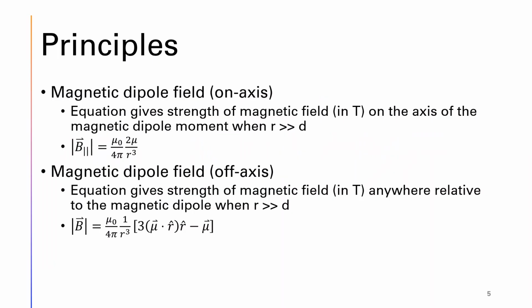Principles I used were the magnetic dipole field on-axis and off-axis. The on-axis equation gives the strength of the magnetic field in Teslas on the axis of the magnetic dipole moment, and the off-axis one gives the strength anywhere relative to the magnetic dipole.